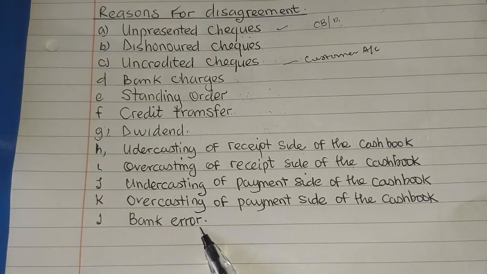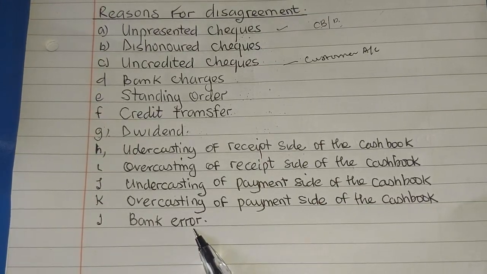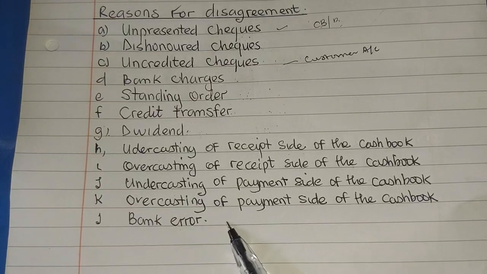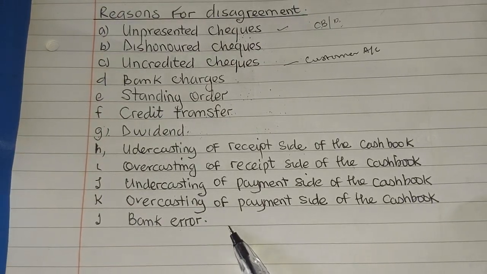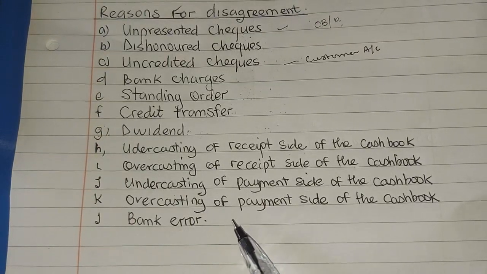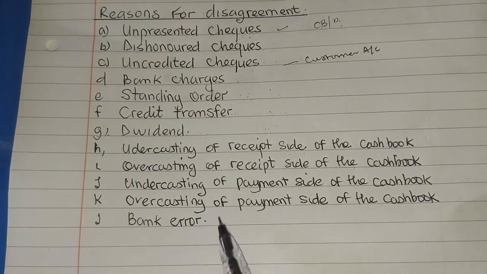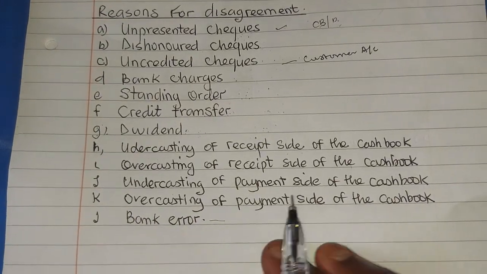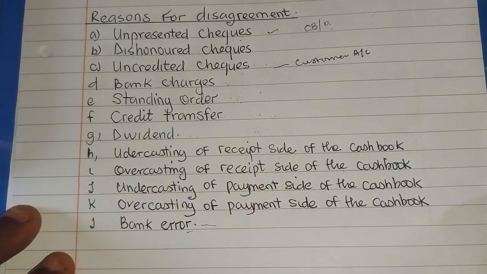Okay. Then we also have the bank error. What are bank errors? Errors are normally mistakes made by the bank, especially when posting figures and items to different accounts. So wrong figure, wrong calculation, and undue addition or subtraction brings about bank error. That is the mistakes committed by the bank.